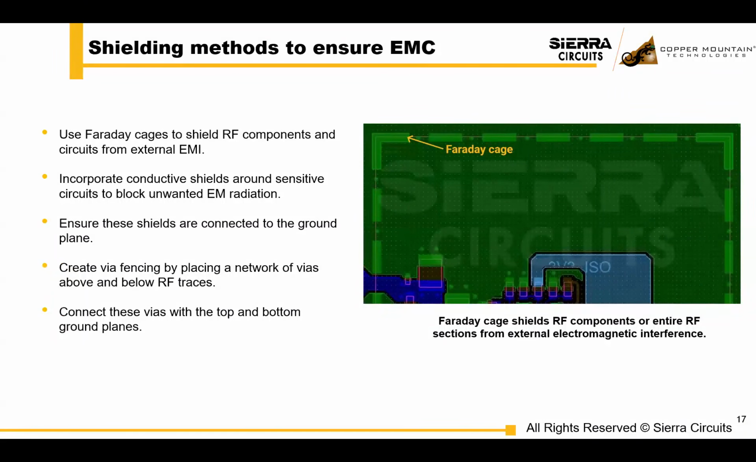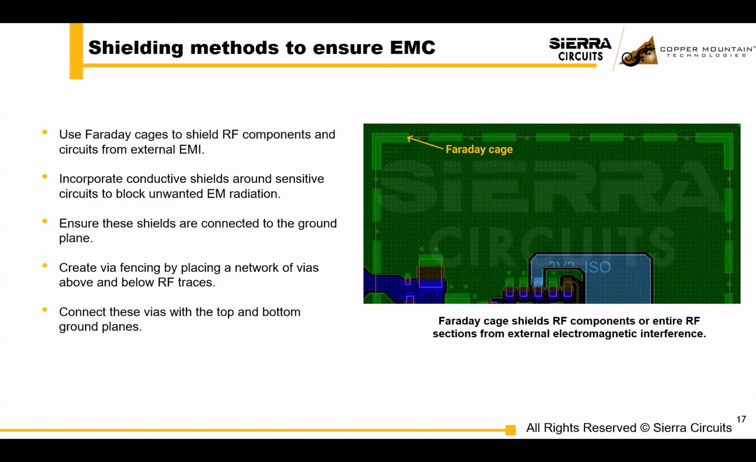Using a Faraday cage to shield RF components or sections may also be useful. By enclosing these sensitive circuits, you can effectively block external EMI. And I also mentioned, ground pour is your friend. You also want to incorporate conductive shields around sensitive circuits. These shields act as a barrier, blocking unwanted EM radiation. Then ensure that these shields are connected to the ground plane.